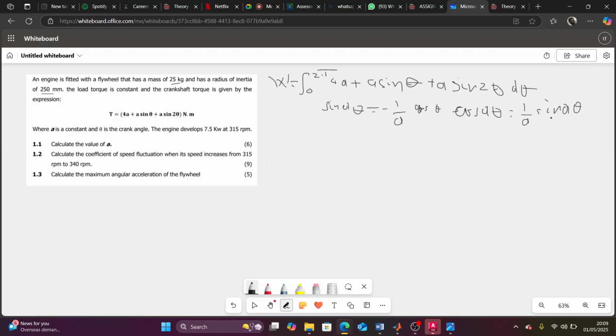Now, what is happening here? What we're doing, we are integrating just to prove. Remember, what is the mean torque? The formula of the mean torque is simply work done over theta. Do you remember, right? Yeah, we're just basically proving this.